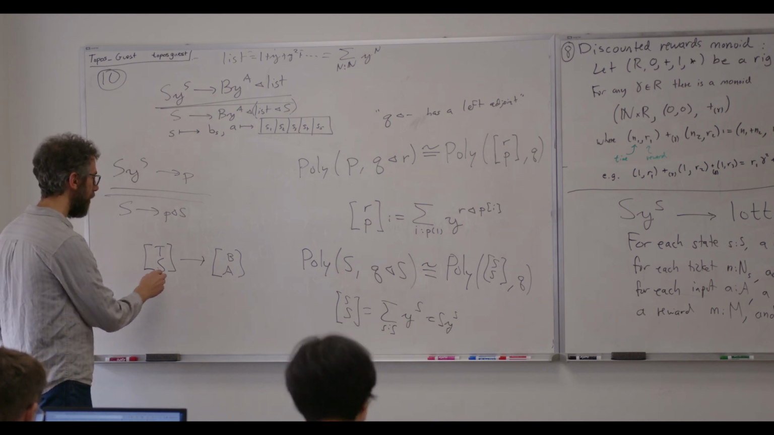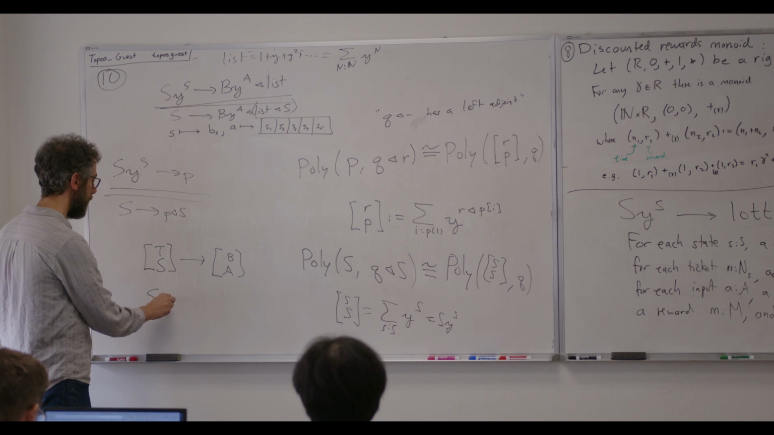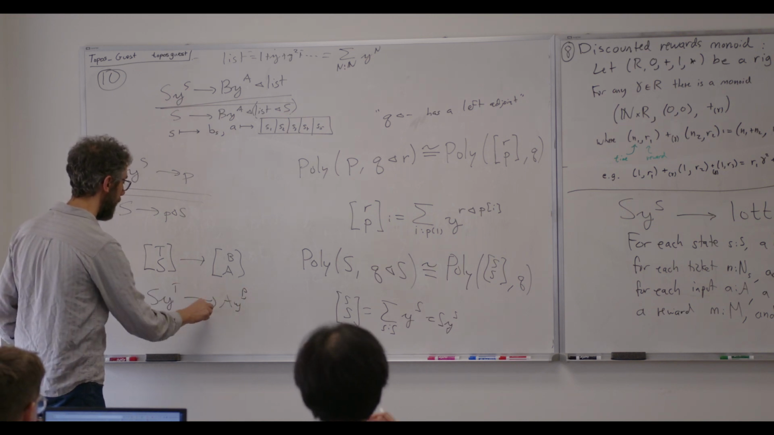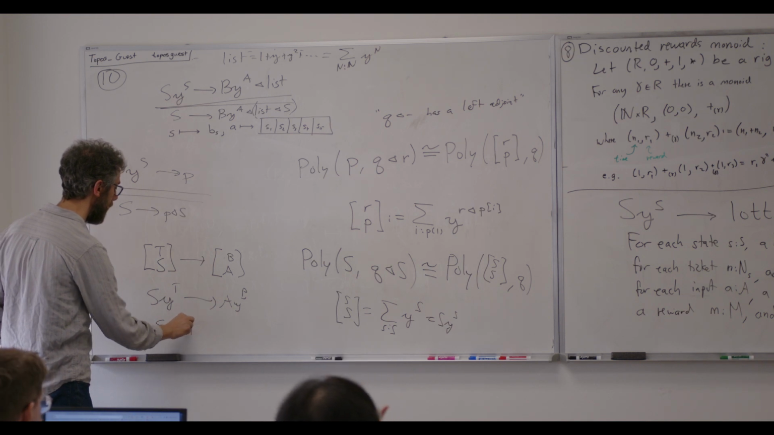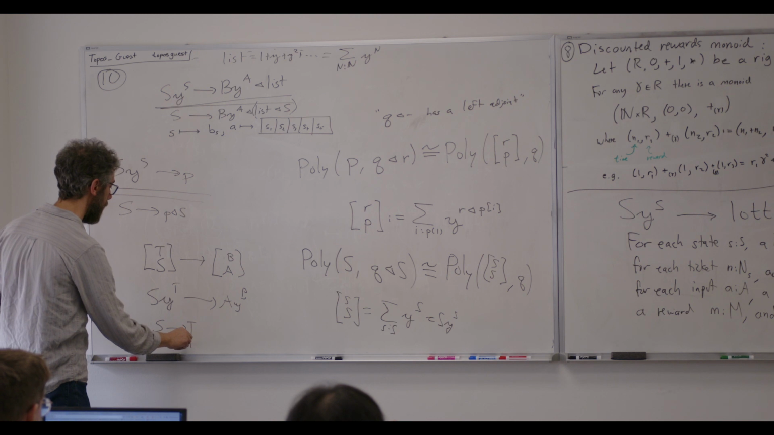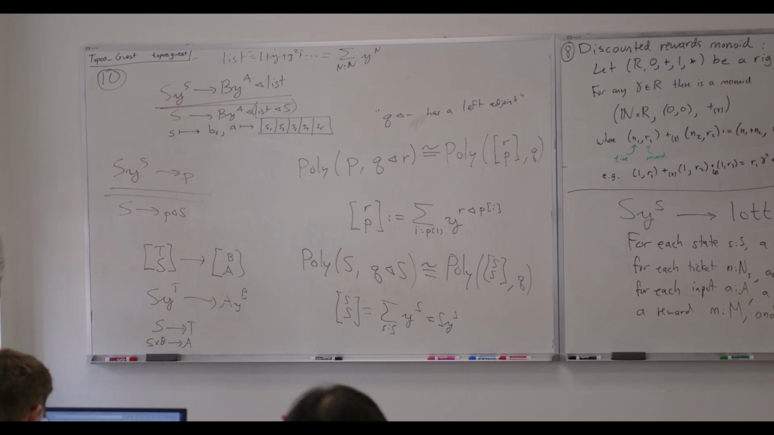Well, sorry, what's ST? ST is SY to the T, and this one's AY to the B. So a map like this would be a function from S to T and a function from S times B to A. And this is what people call lenses.